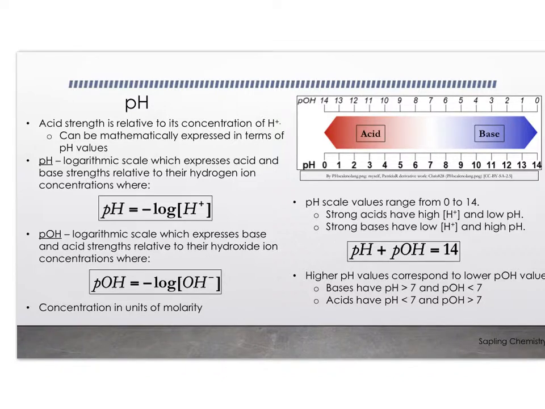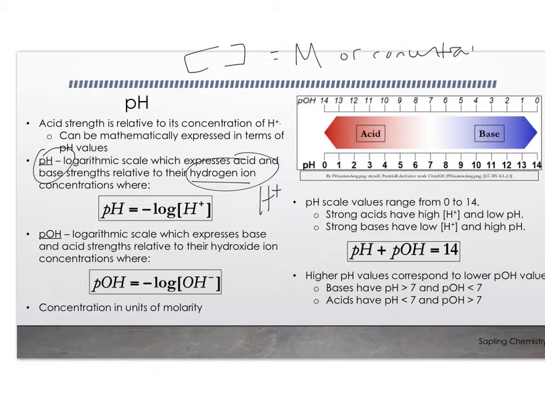Acid strength is relative to its concentration of hydrogen ions, or the H+. This can be mathematically expressed in terms of pH values. pH is defined as the logarithmic scale which expresses acid and base strengths relative to their hydrogen ion concentration. So the pH is based on the H+ ions that are within the solution. We use the formula where pH is equal to the negative log of the hydrogen ion concentration. If you see brackets, that stands for molarity, or your concentration.